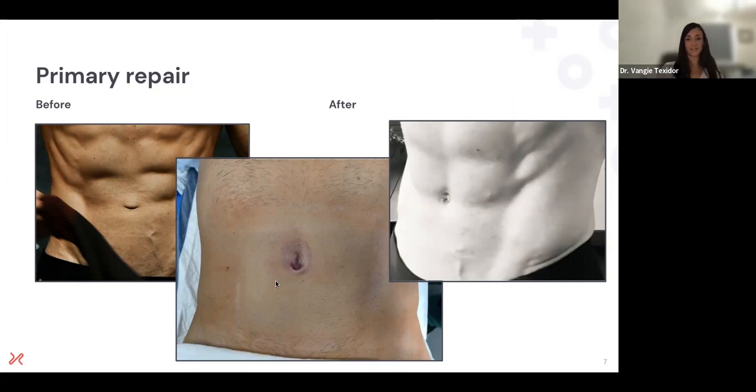So this one was less than 1 centimeter. It had just a little bit of fat stuck in there, which is what's popping out here. And so I just opened through the middle again and pulled back in the umbilicus, and he was happy with his appearance. And so here, no mesh, they all go home the same day.